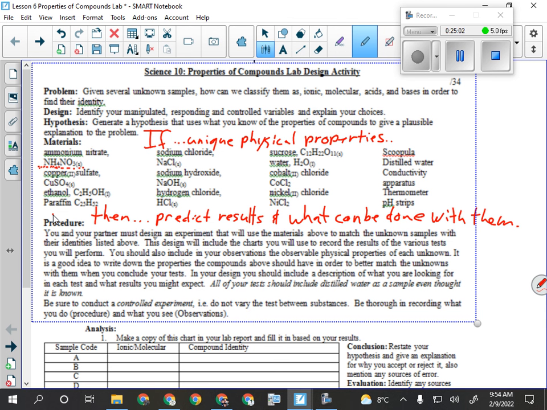So that's the process you should go through. I don't expect that you're going to know necessarily all of these, but you should be able to get a pretty good start on brainstorming what you think the physical properties of each one of these things is going to be.